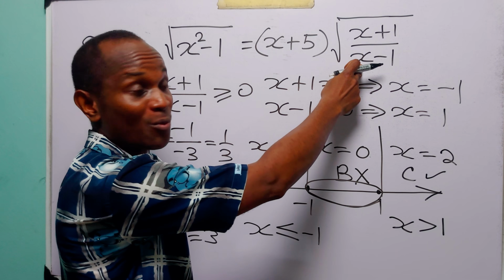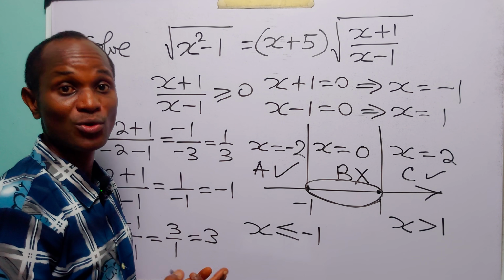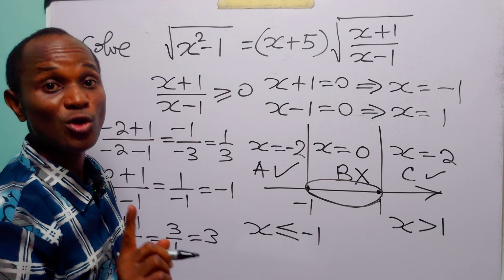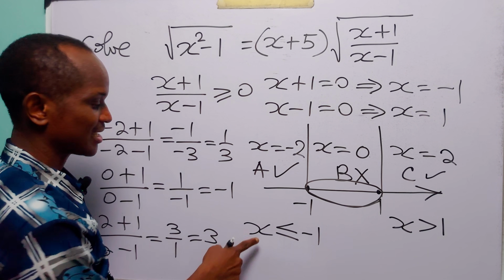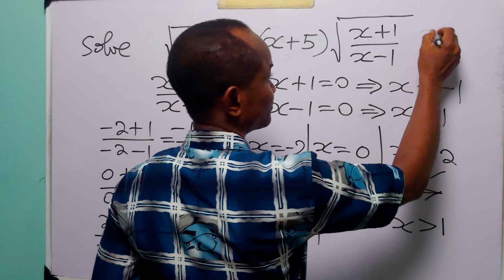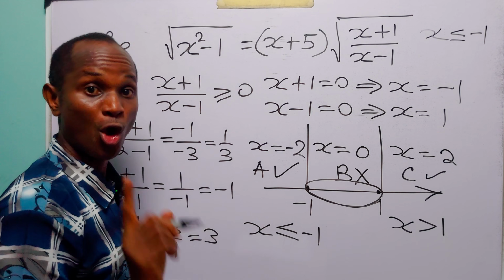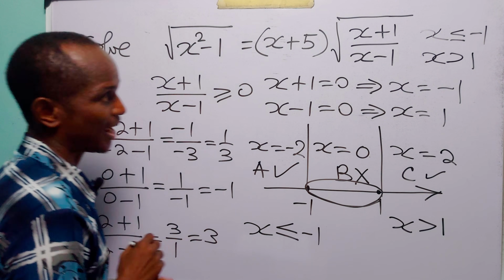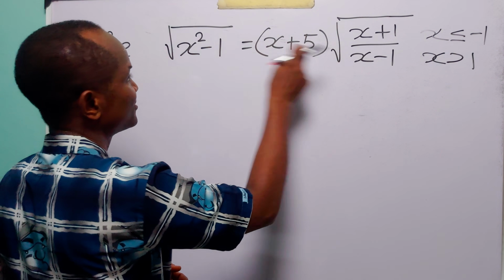Because when x is equal to 1, then we have 1 minus 1, which is 0, and you know that we cannot divide by 0. So any value of x that satisfies this radical equation must either be less than or equal to minus 1 or greater than 1.